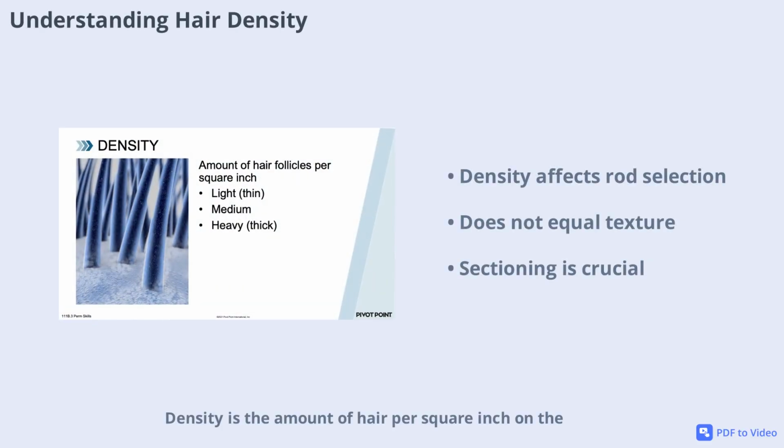Density is the amount of hair per square inch on the scalp and affects how much hair you wrap on each perm rod. It's important to note that density doesn't always correspond to texture. High-density hair requires smaller base sizes for effective wrapping and absorption of perm solution. Proper sectioning and wrapping are key to achieving uniform curls and avoiding uneven results.